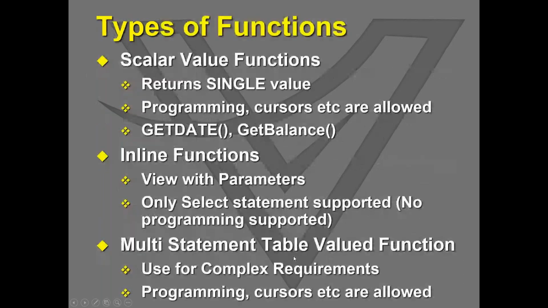So, types of functions. We have three different types of functions. The scalar valued function returns a single value. That means the function you create is going to return a single value as output. In the output you get only a single value, so you call that a scalar valued function. Programming, cursors, etc. are allowed, as in a stored procedure. But a view has only a single select statement, right?